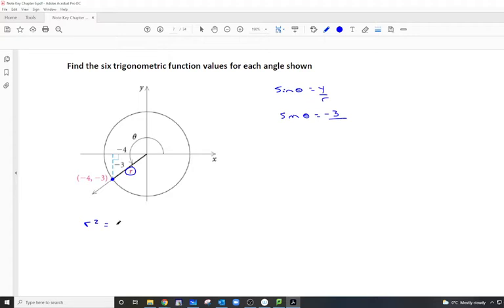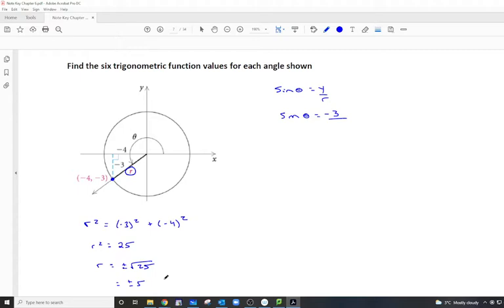R squared is going to equal, now since we're finding the hypotenuse, we're going to take the sum of the squares of the other two sides. So -3 squared plus -4 squared, which gives us 9 plus 16, which is 25. So that's what R squared equals. So to find R, I'm going to take the square root. Don't forget, when you take the square root, it's plus or minus the square root of 25, or plus or minus 5. Then you have to look at the context.